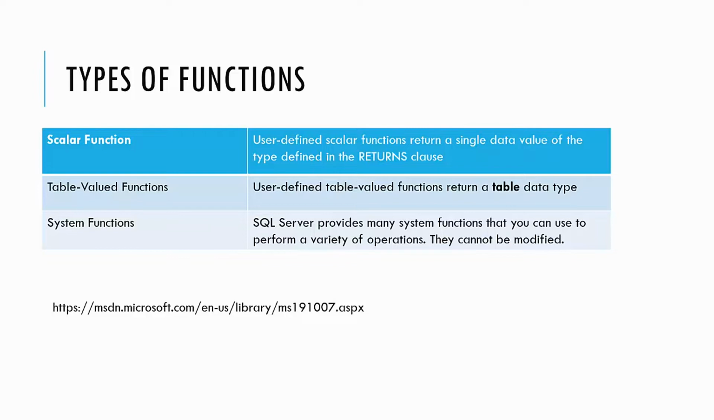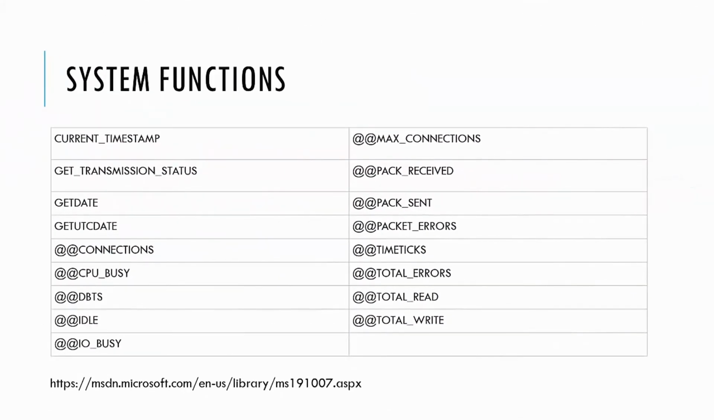Then there are a lot of system functions as well. Naturally they cannot be modified, but you can take advantage of a lot of system functions to get a lot of information. For example, if you remember, we have used the GetDate function in many of our previous examples. GetDate is something that the system provides. You just call the function and it returns the value inline. That's the best example of how you can visualize a user-defined function and how it really differs from a stored procedure. So these are some of the system functions.